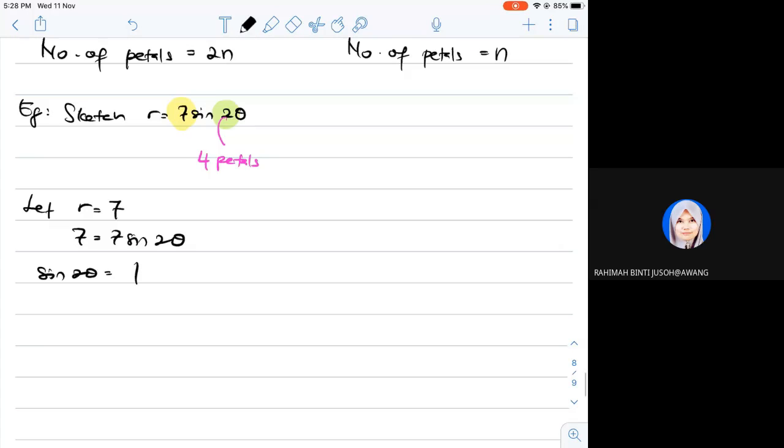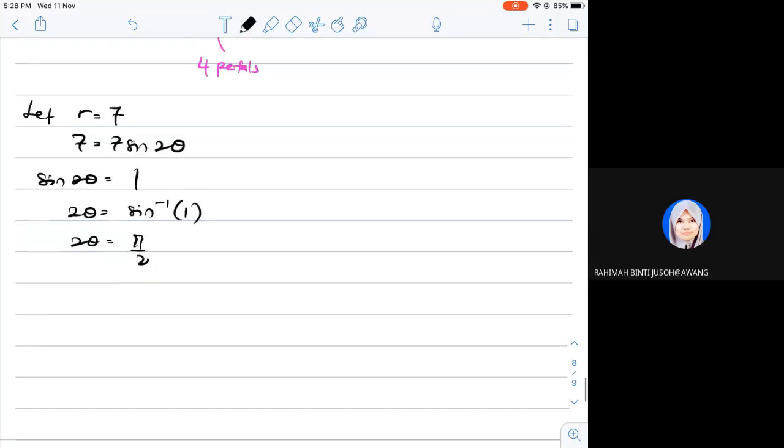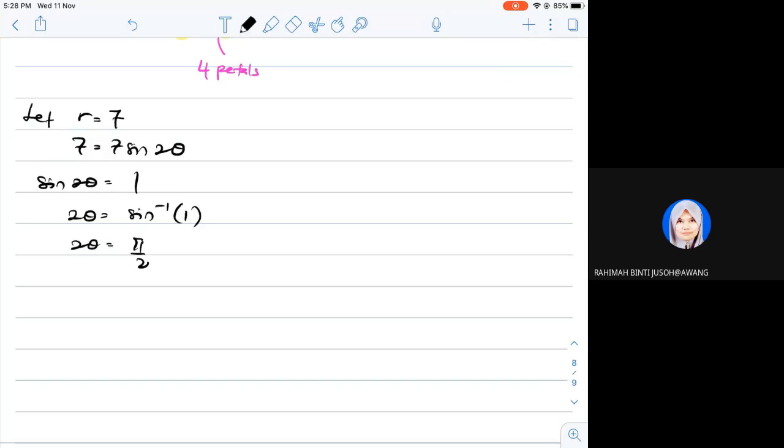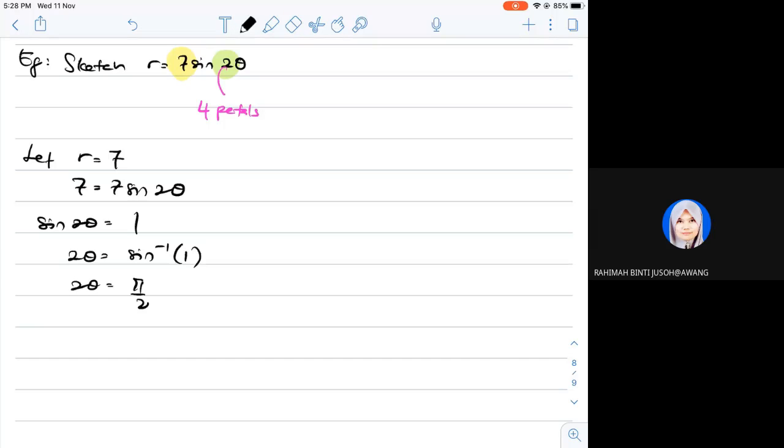So 2 theta is equivalent to arc sine of 1, so 2 theta should be pi over 2. Good, that's 90 degrees, and sine 90 degrees equals 1. Now this is only one petal. We need 4 petals, so you need to find 3 more angles, the positions of those petals.